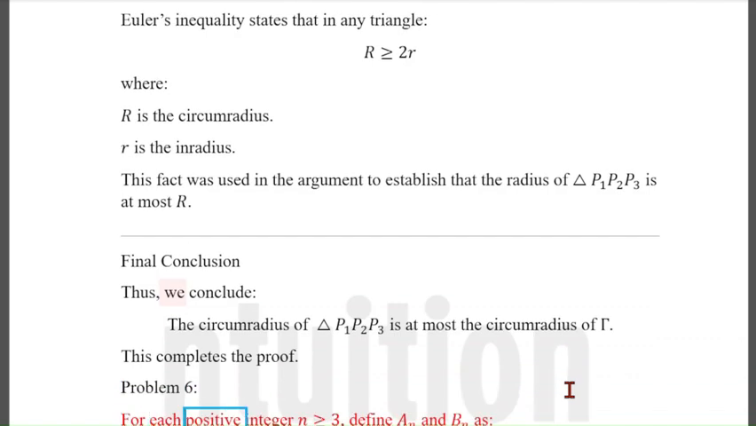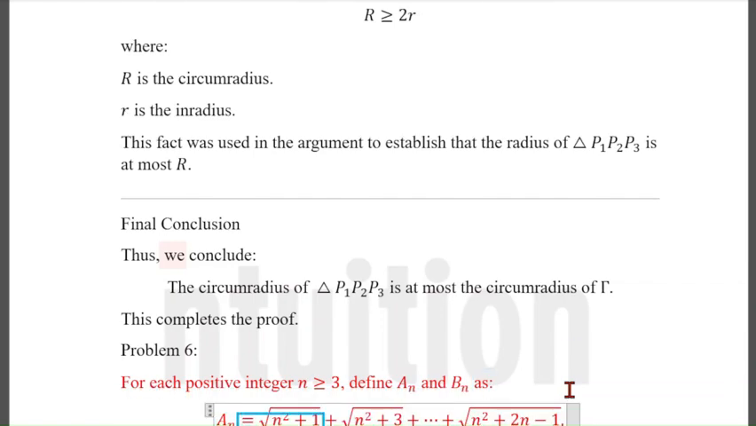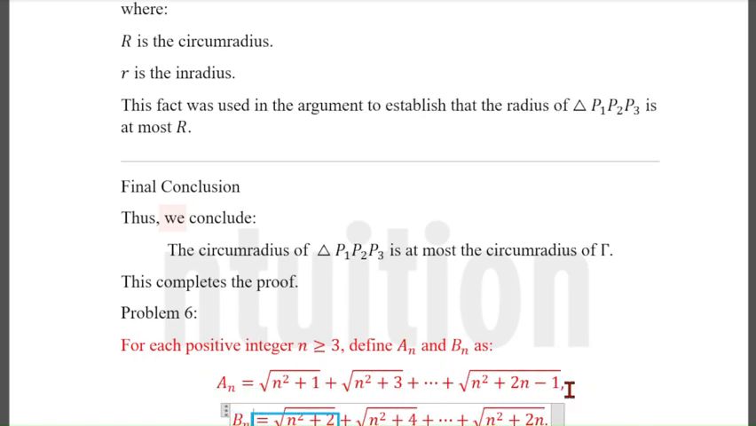Problem 6. For each positive integer n greater than or equal to 3, define A_n and B_n as A_n = √(n²+1) + √(n²+3) + ... + √(n²+2n−1), and B_n = √(n²+2) + √(n²+4) + ... + √(n²+2n).